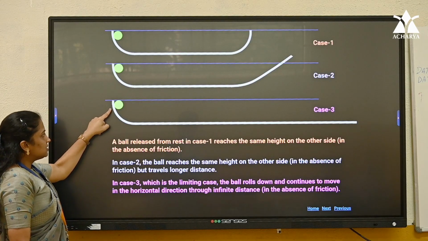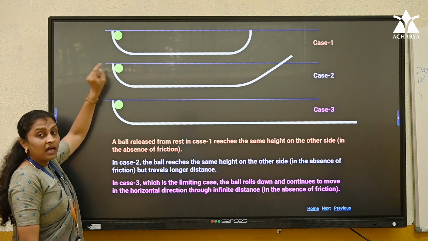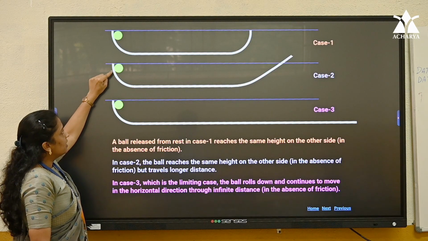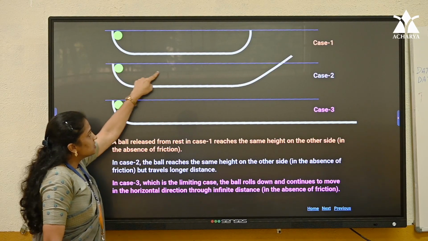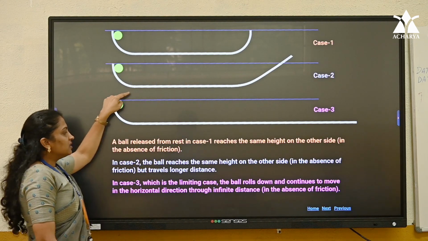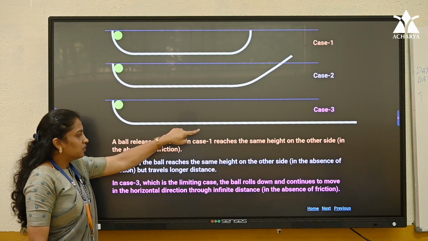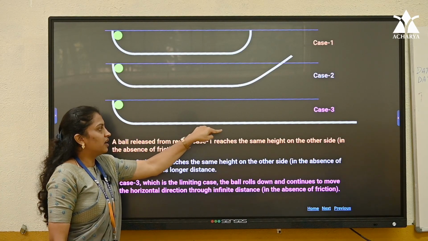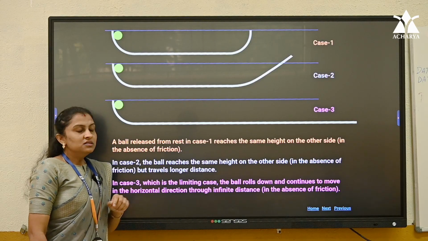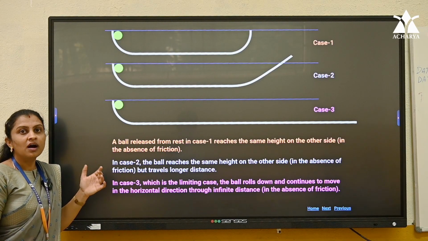If you release this ball, comparing this case and this case, without friction, ball A and ball B reach the same height. But in the third case, if it rolls down, it continues to move in the horizontal direction through infinite distance in the absence of friction. This is the most important example proved by Galileo and Newton.